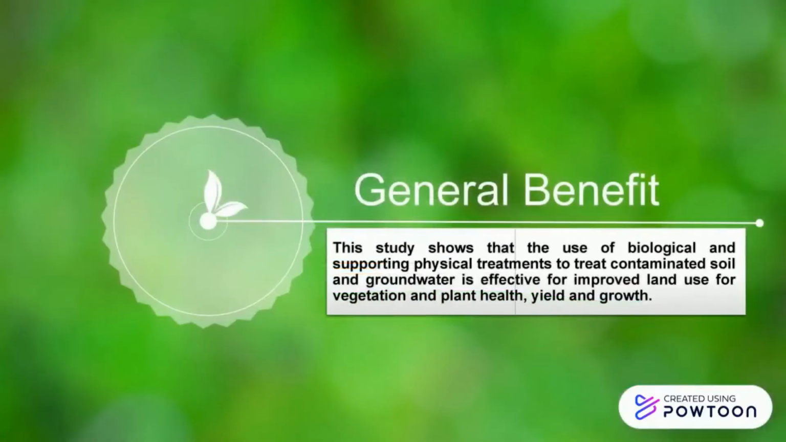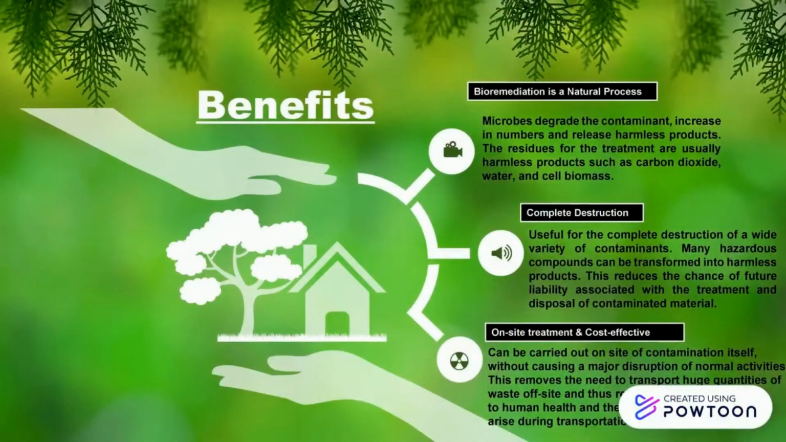In this study, it shows that the use of biological and physical treatment to treat the contaminated soil and groundwater is effective in improving the land use for vegetation and plant health, yield, and growth. Now, let us discuss in detail. It is known that bioremediation is a natural process. It degrades the contaminants, increases the numbers, and releases harmless products. The residues for the treatment are usually harmless products such as carbon dioxide, water, and cell biomass.